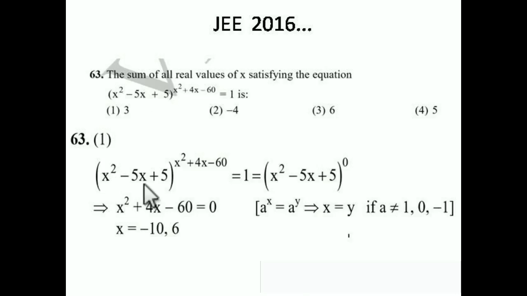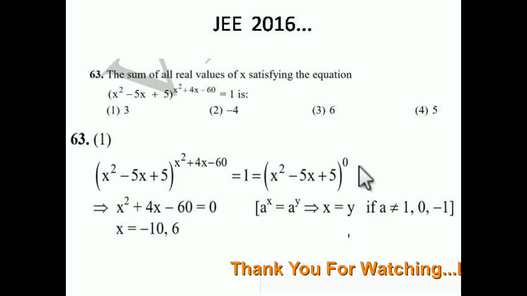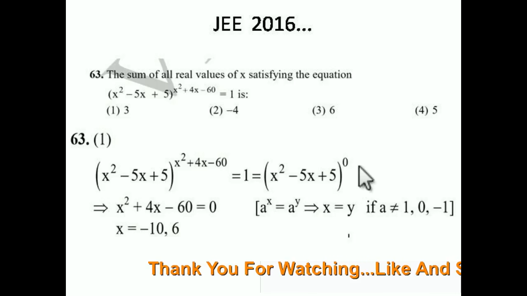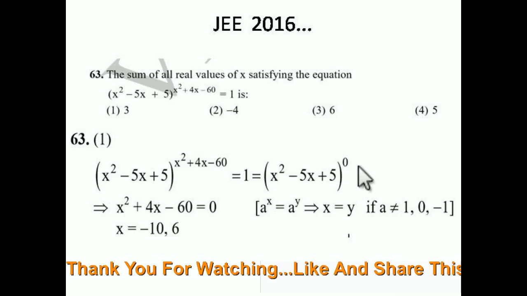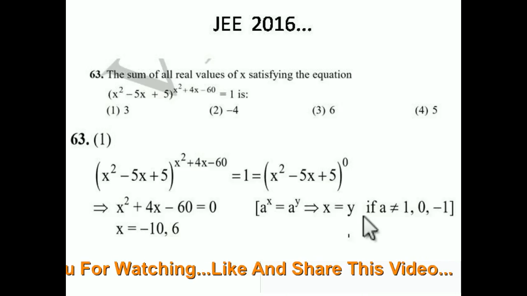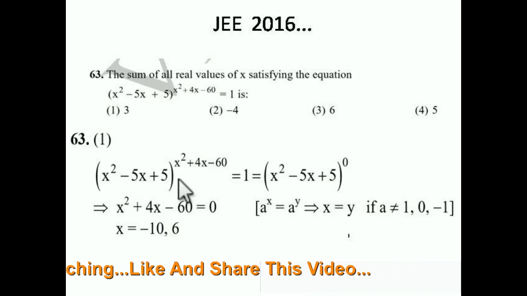So if (x² − 5x + 5) raised to (x² + 4x − 60) is equal to 1, that means it must be (x² − 5x + 5) raised to 0. Now both are equal, a raised to x is equal to a raised to y, so we can compare them: x² + 4x − 60 is equal to 0 when x is equal to y, if a is not equal to 1, 0 or −1.